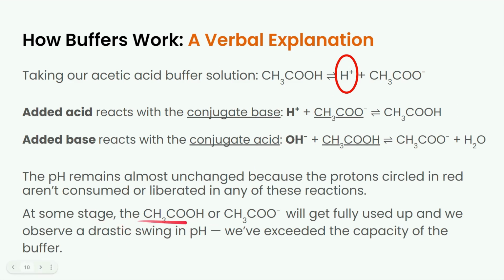At some stage, however, all of the acetic acid or all of the conjugate base will get fully used up and we'll observe a drastic swing in pH, which I'm sure you've seen when preparing buffers in the lab. And this is because you've exceeded the capacity of your buffer system.